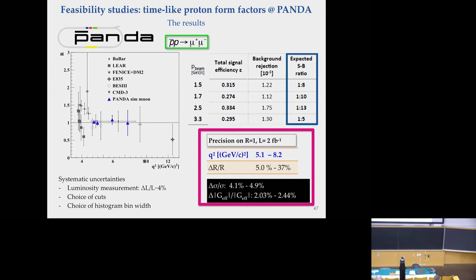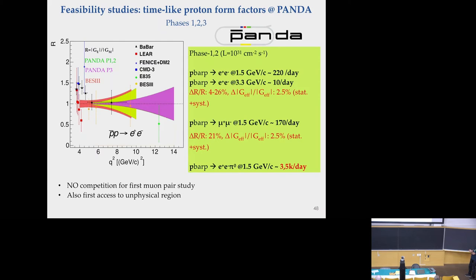A novelty in PANDA when it comes to that is you can not only measure e+e-, but also μ+μ-, which has never been measured before. So you measure p̄p goes to μ+μ-. And then you can compare the lepton universality, for example, between the two channels. And also for the ratio of GE, GM, PANDA can make a much better job than the published data at higher momentum transfer.